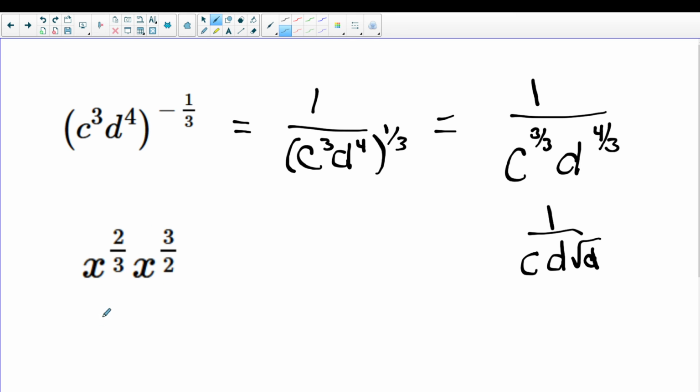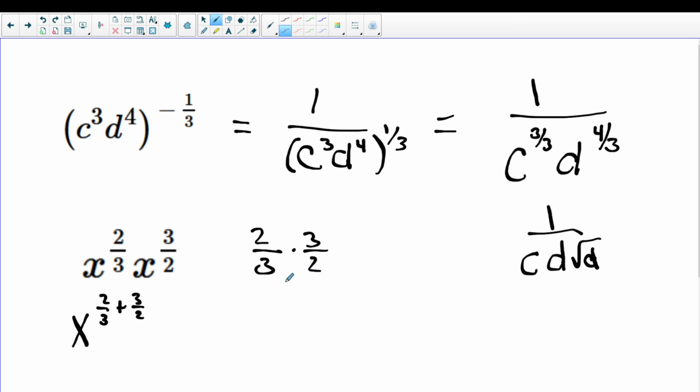For this example here, we are multiplying two numbers that have the same base. And so we're just going to add those exponents together. So this is x to the 2/3 times x to the 3/2 power. Okay, so they have the same base. We're multiplying them together, so we add those exponents together. And so what we have to do then is just figure out what is 2/3 plus 3/2.